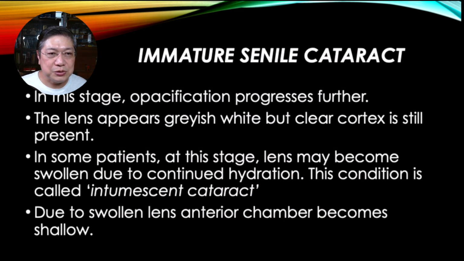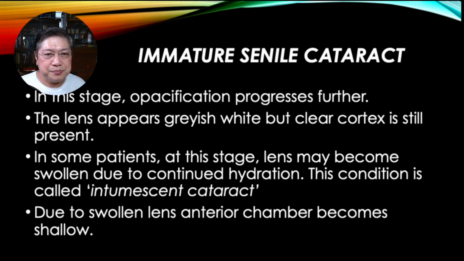Next would be the immature. Usually, most of the cataracts that you will encounter will be in the immature stage. This is where the opacification goes further. The lens would appear a little grayish white, or the bluish tint of your lens will disappear, but you will still be able to see clear cortex. So some areas would still be clear.